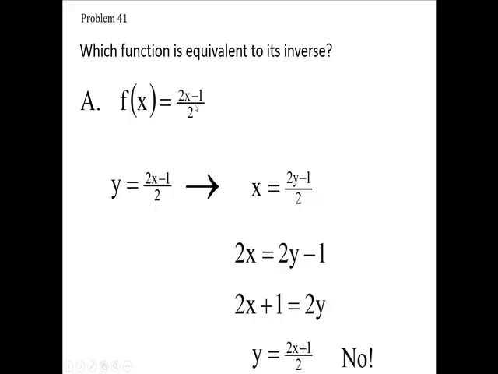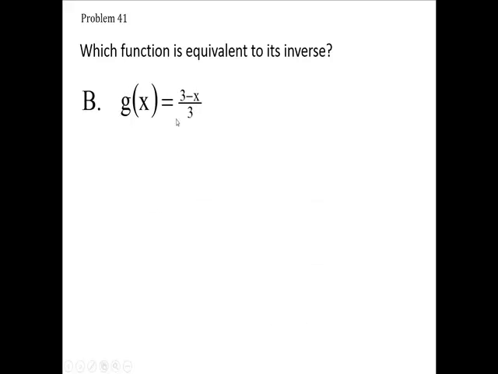Let's take answer B here, and see if I get the same thing. So substitute a y in for this. Then write the inverse. You're going to say x equals (3 minus y) over 3. Multiply both sides by 3. You'll have 3x is this numerator.